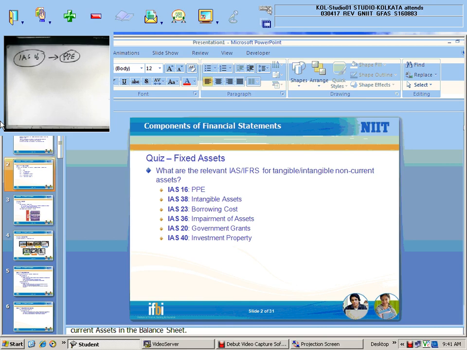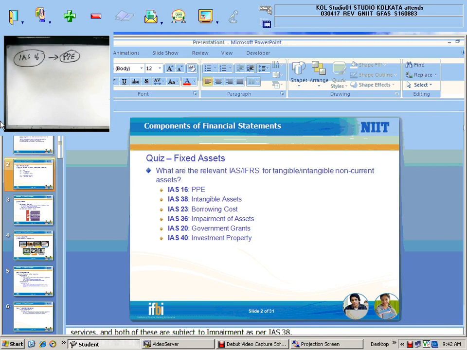You can come across two kinds of fixed assets in a company's balance sheet: tangible, which is called property, plant and equipment, and intangible. They are used in production or supply of goods or services, and both are subject to impairment as per IAS 36. So IAS 36 for impairment of assets is a common standard applying to both tangible and intangible fixed assets.